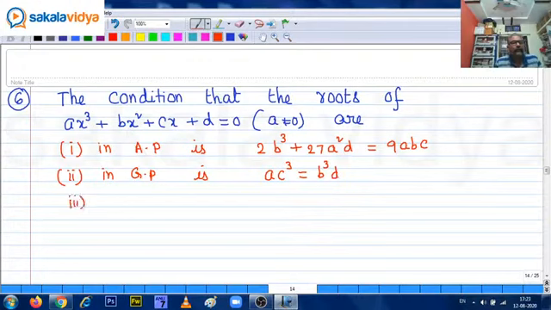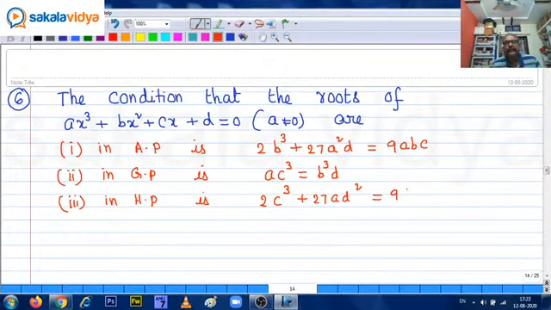Third one, in harmonic progression, the condition is 2c cube plus 27ad square equals 9bcd.